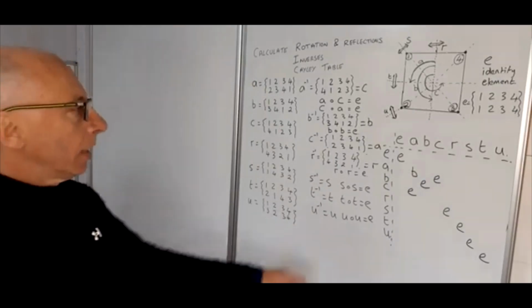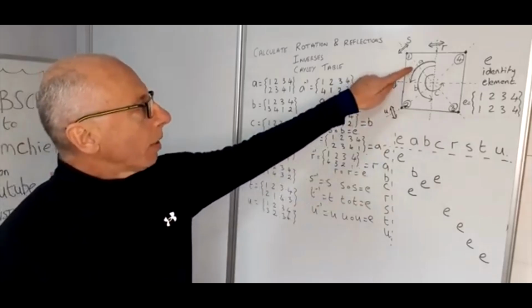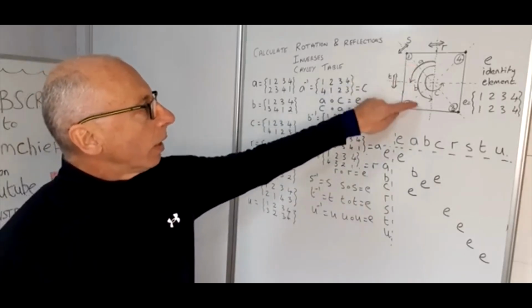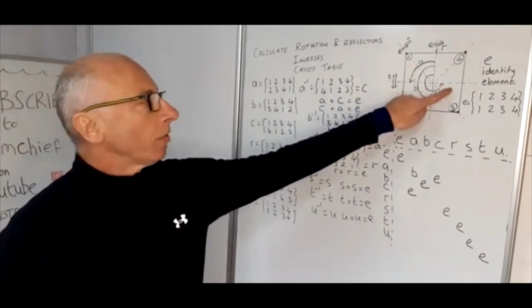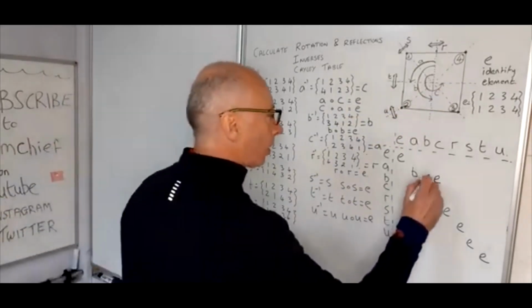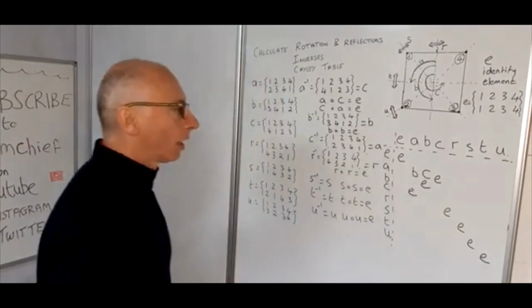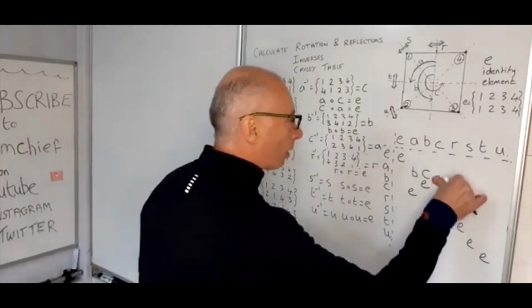Okay, what about A acting on B? So A and then B will end up with a 270 degree rotation, which is the equivalent of C. So that one will go in this position here. We'll write C there.